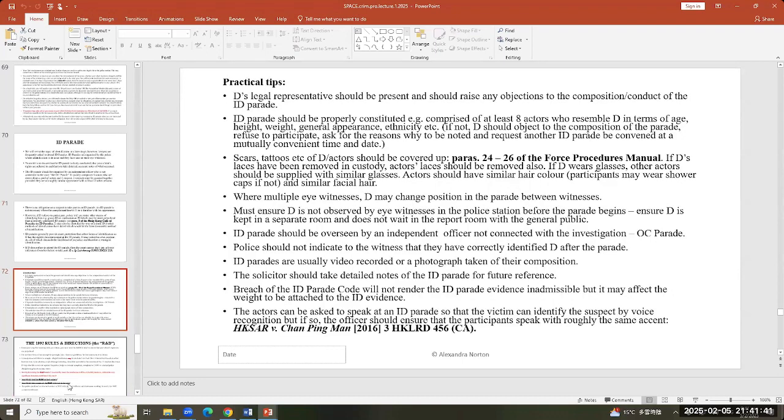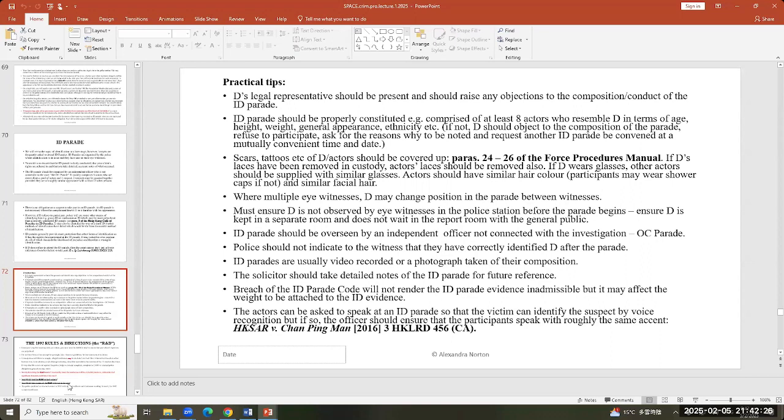So I've put here for you some practical tips about ID parades if you have to attend one in practice. I think you can largely read these through yourself, but if you are ever instructed to attend an ID parade and you arrive and discover that the 8 actors look nothing like your client at all, your client has orange hair and they all have black hair, or, true case, your client is the only one wearing a yellow raincoat and everyone else is wearing black, so they stand out like some kind of beacon of light in the middle of the ID parade, then never agree for your client to go through with it.